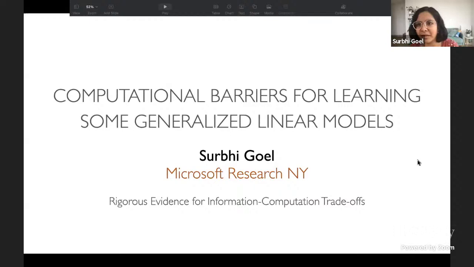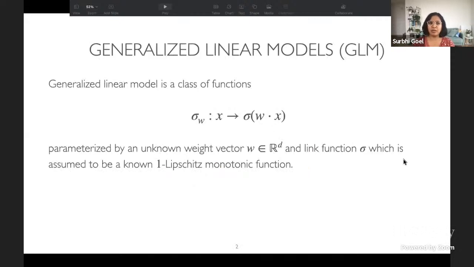Thank you all for sticking around for the last talk of this workshop. So today I'm going to talk about computational barriers for learning some specific generalized linear models. Let me begin with defining generalized linear models. I'm going to be calling them GLMs for the rest of the talk, and I'll be talking specifically about some particular kinds of GLMs that I'll make clear.